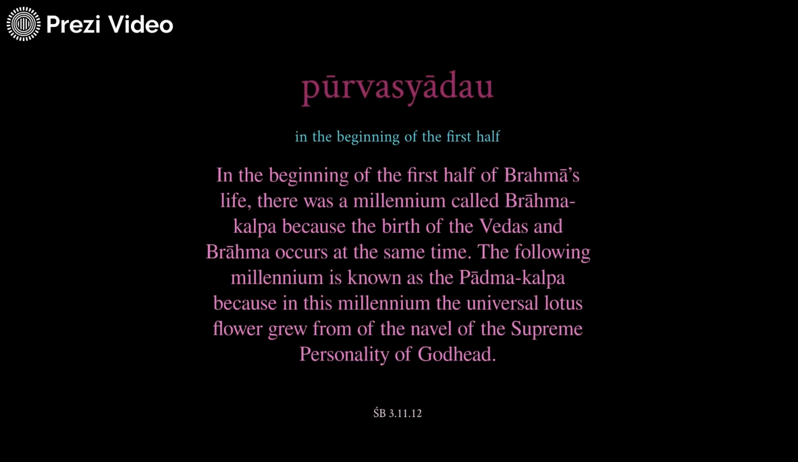In the beginning of the first half. In the beginning of the first half of Brahma's life, there was a millennium called Brahmakalpa, because the birth of the Vedas and Brahma occurs at the same time. The following millennium is known as Padmakalpa, because in this millennium, the universal lotus flower grows from the navel of the Supreme Personality of Godhead.